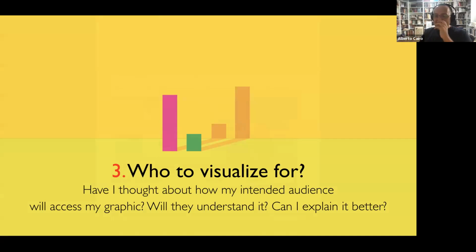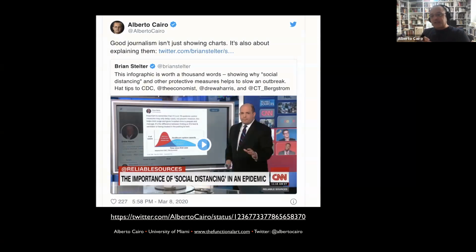Look, at the beginning of the pandemic, Brian Stelter, who is a famous TV newscaster from CNN, showed the famous flatten the curve diagram. But fortunately, he didn't just show the graphic on the screen and move on and talk about something else.